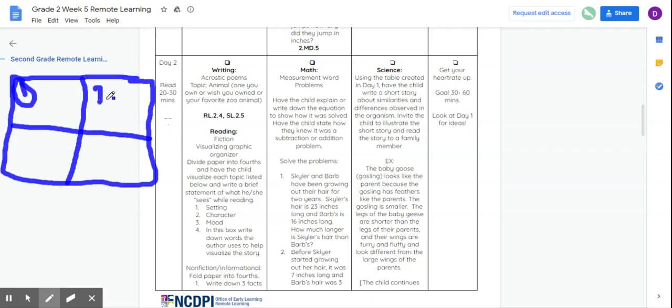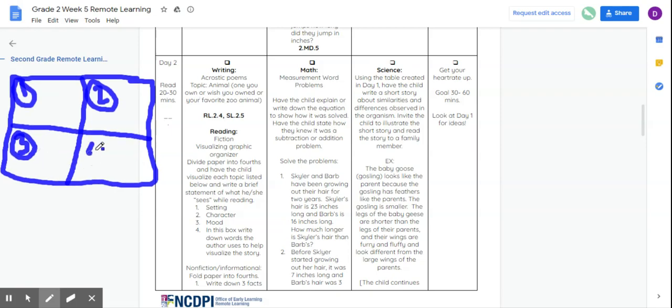And the next one, you're going to write about a character. So a character is a person or an animal that does something in the book, okay? So you would tell me about the character in your book in the second section. In the third section, you're going to talk about the mood. So the mood is like, is the book a happy book? Is the book a sad book? Is the book confusing? You're going to tell me about the mood in the third box right here.